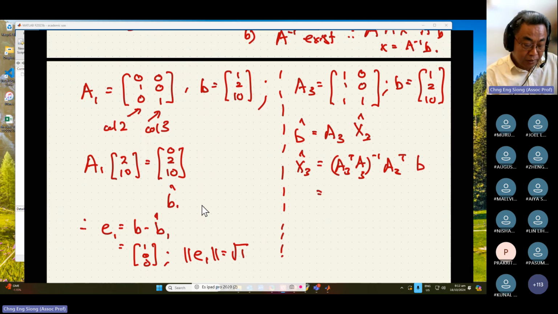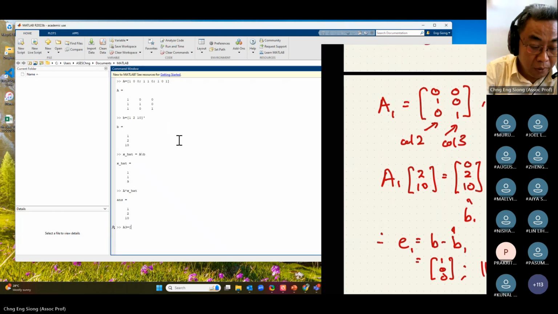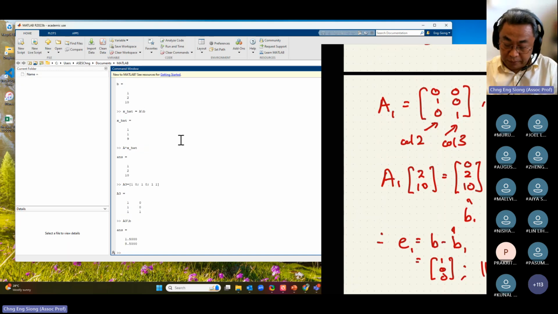Okay? And you guys go and figure this out. And I will show you in MATLAB as a calculator so that you can do it by yourself. A3 is equal to 1, 0, 1, 0, 1, 1. This is A3. A3 backslash B will give me the solution. And my solution is 1.5, 8.5.